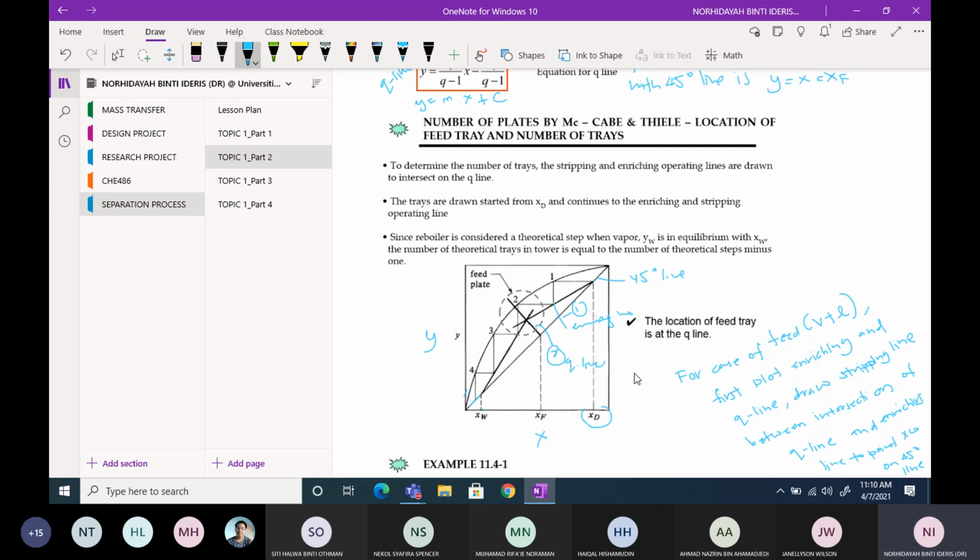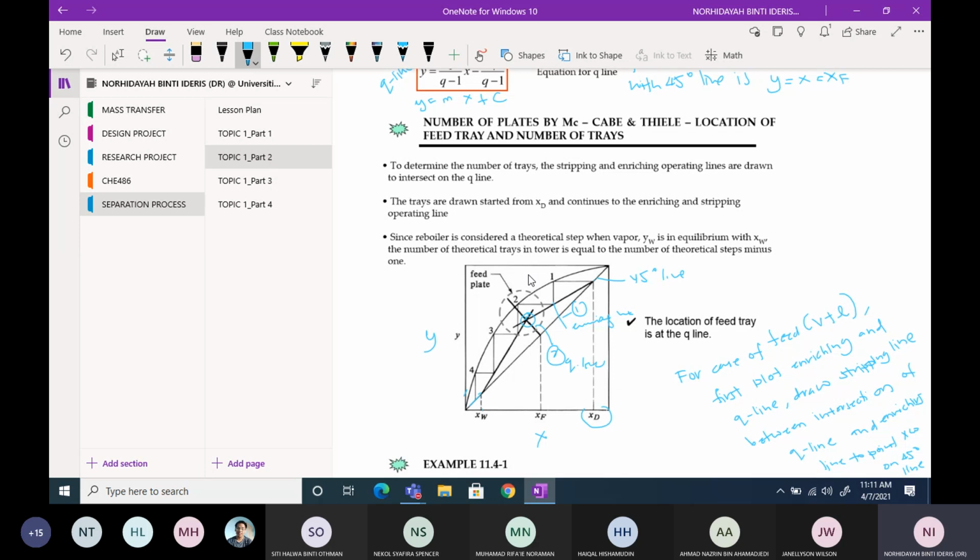And then the second step, for the stripping line, the third line here, we usually do not calculate it, because the stripping line is actually a line from xW on the 45-degree line to the intercept here. You have the intercept between the enriching line and the q line. You bring that intercept to the 45-degree line, and that will become your stripping line.